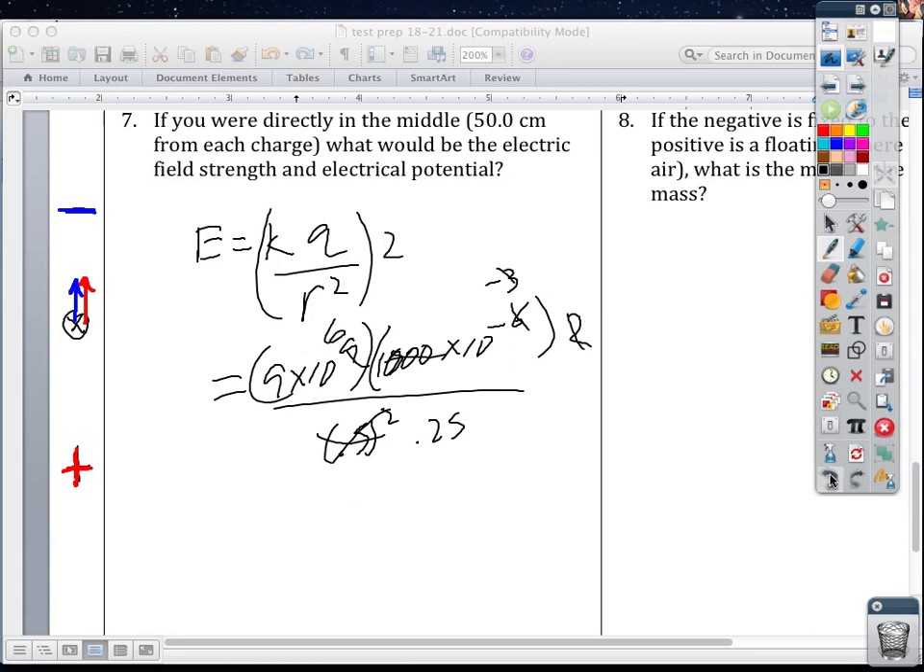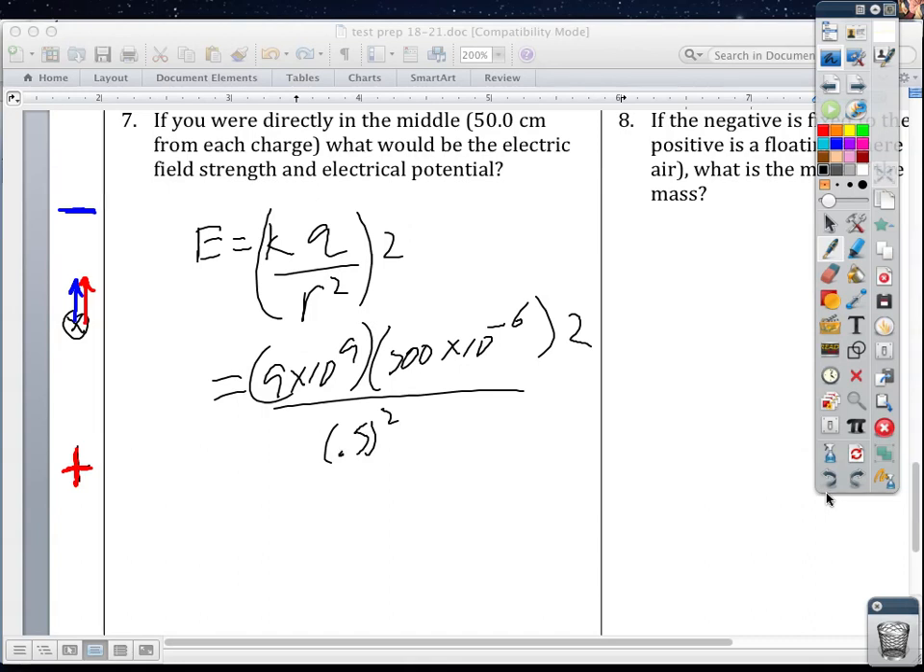Times 10 to the 6. No, I get it. So just plug it in your calculator and see if you get that answer. I could be wrong, 36 times 10 to the negative anything? It's happened 1 or 2,000 times before.